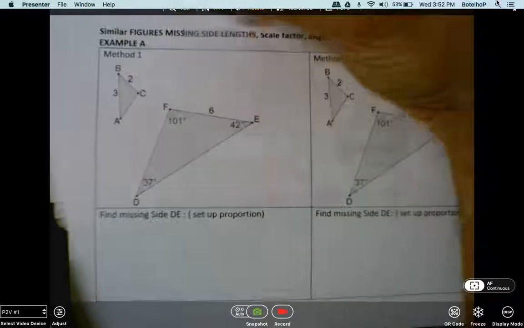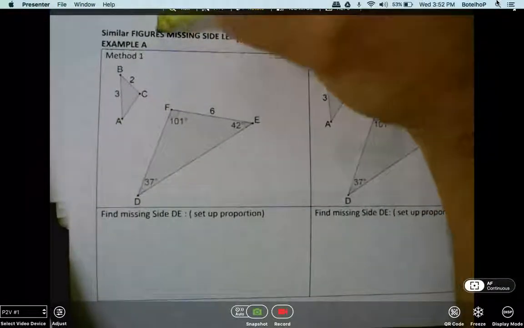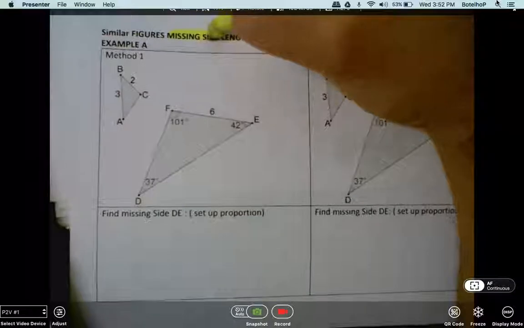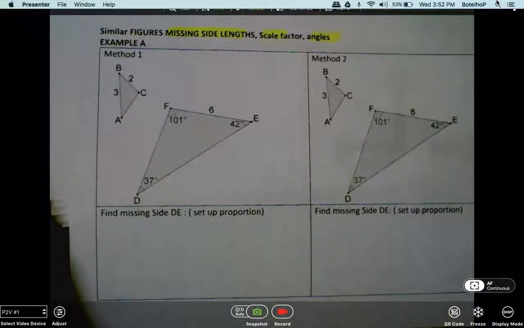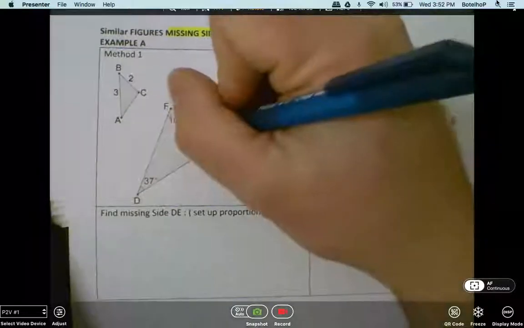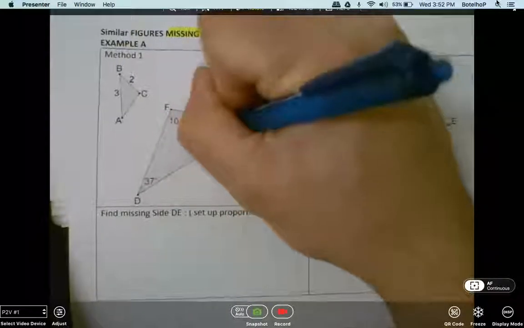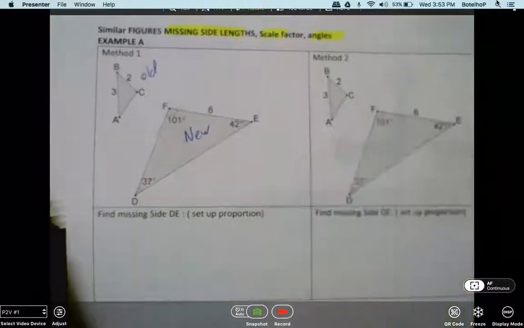In today's reference, we're going to be looking at similar figures and using their properties to find missing side lengths, scale factors, and their different angles. So the first thing I want you to do, just so we can do our scale factor more easily, write this down as your new triangle and this one as your old triangle.